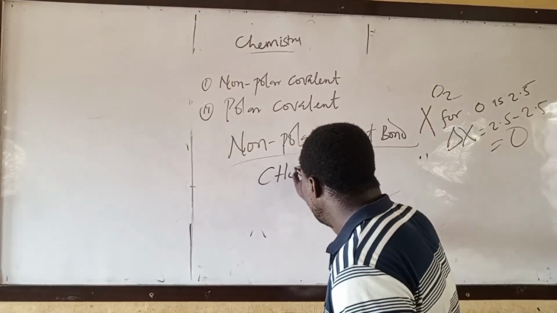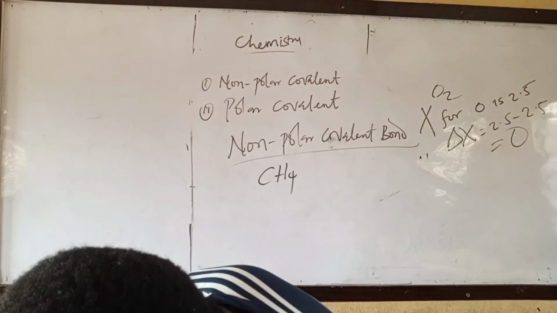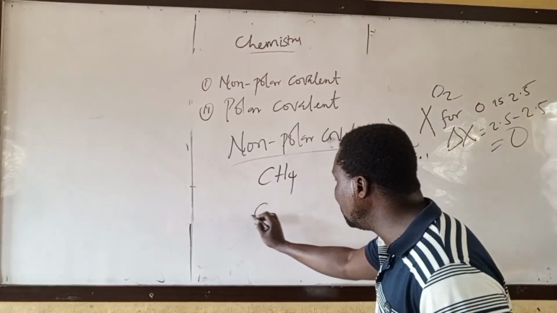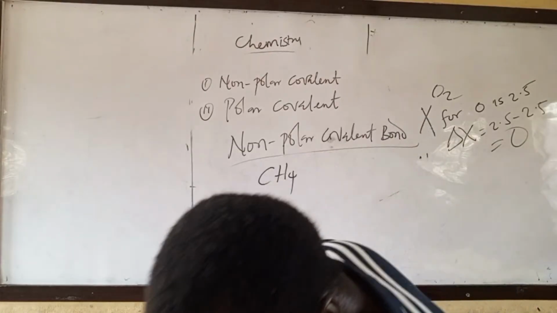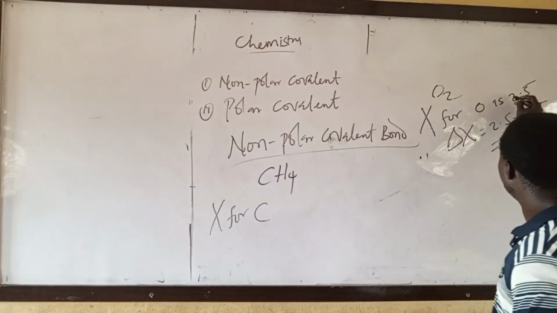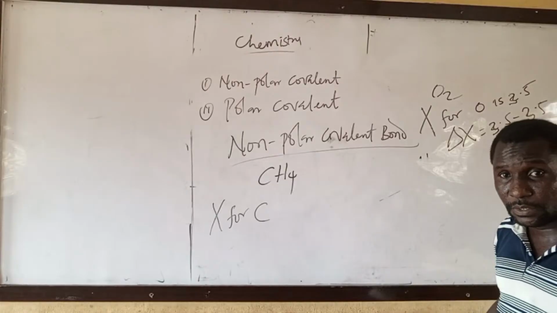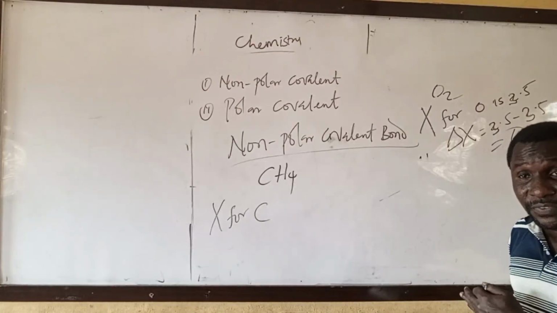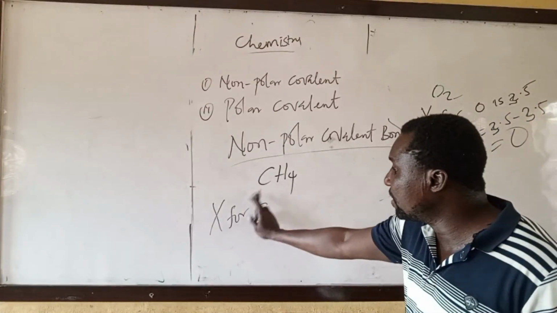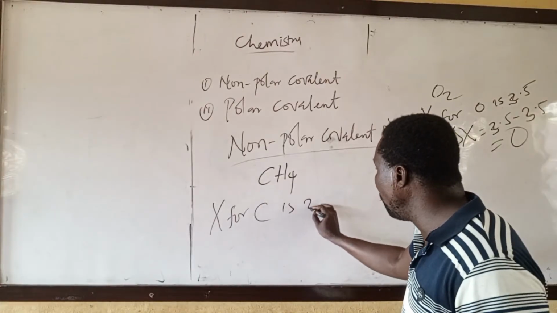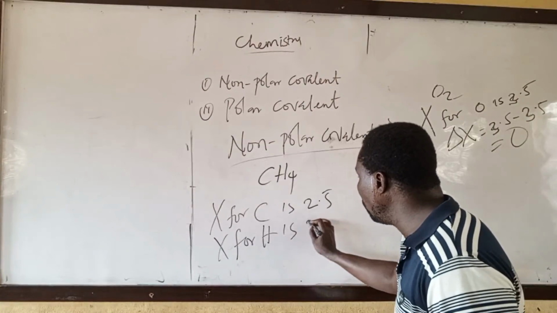What is methane? Is it polar or non-polar? I will give you the electronegativity value. You don't need to know it offhand. They won't ask you to know the electronegativity value for an element offhand. Oxygen is 3.5. Therefore, the electronegativity value for carbon is 2.5. The electronegativity value for hydrogen is 2.1.